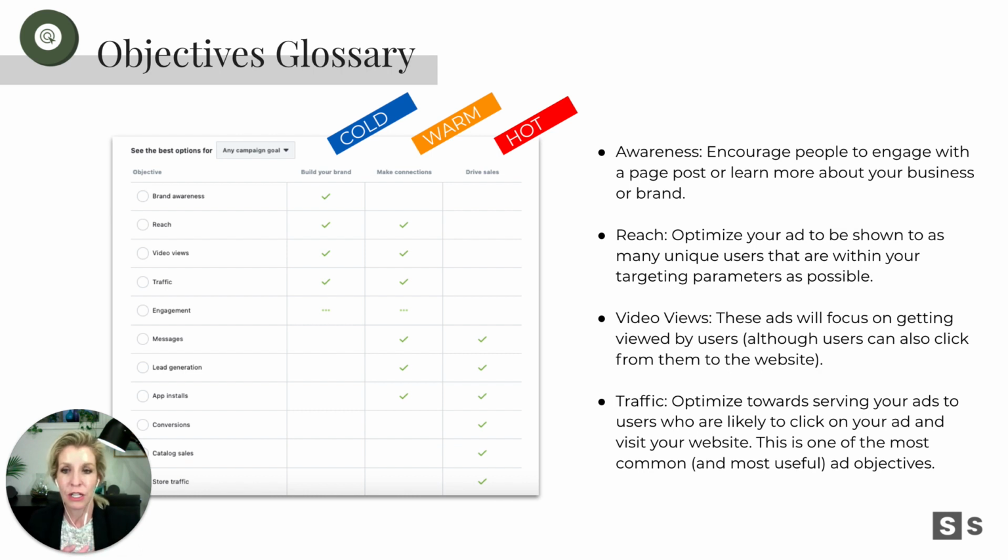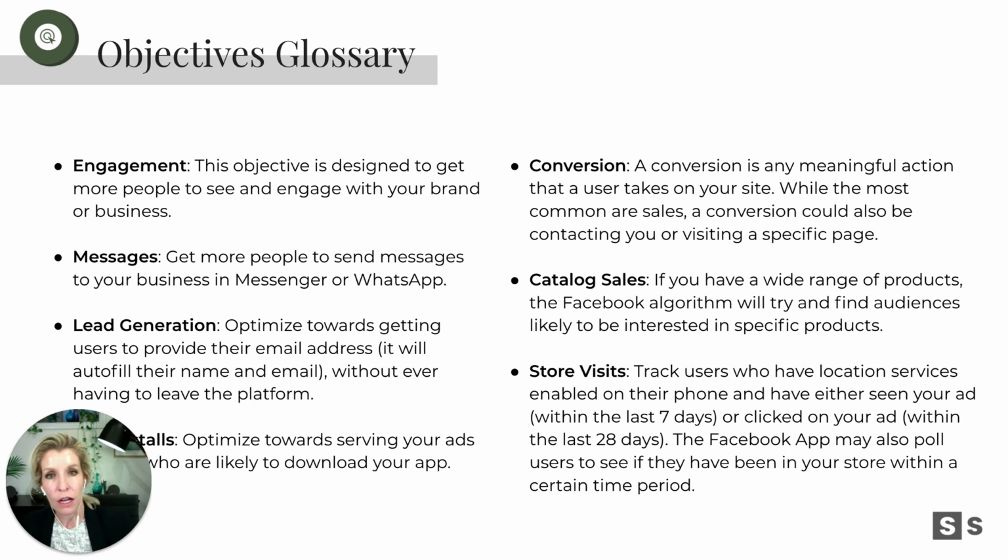So in this case, we can use reach, video views, traffic, but maybe also lead gen, app install ads. If you have an app, you get the idea. And then in the hot category, they're saying overarchingly, you want to drive sales. Conversions, actions, real meaningful actions, not just comments and clicks. So that's where we can have ads that are based on catalog sales, store traffic, conversions, etc. If you need a little bit more explanation about what some of those ad campaign objectives are, here you go.